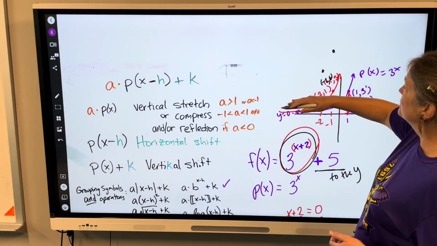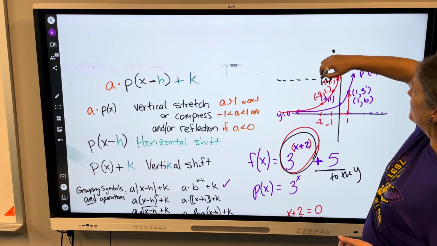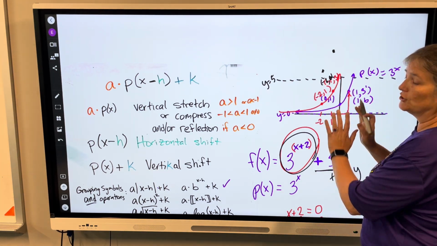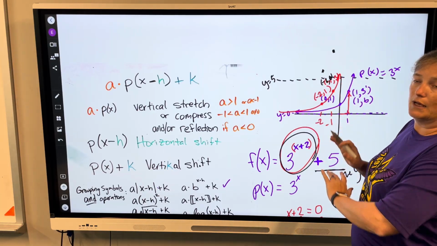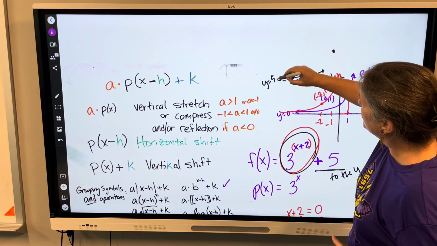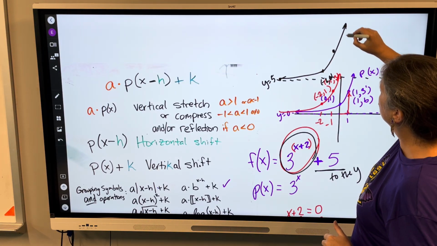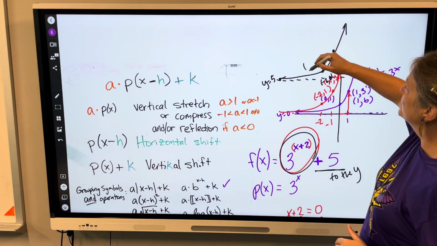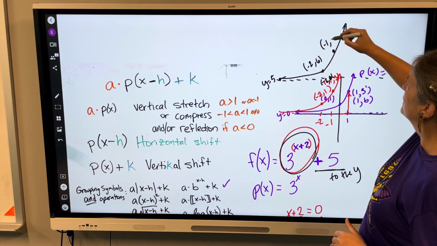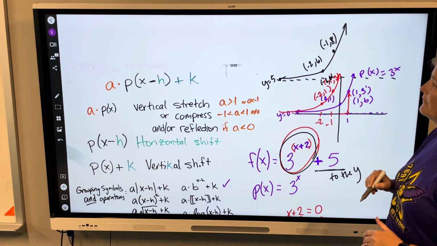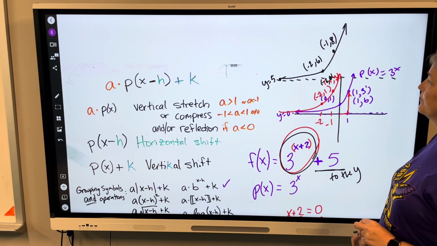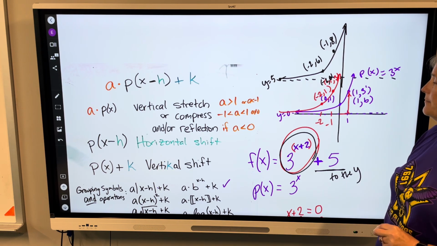So my new asymptote is now at y equals 5. Because when I shift the function, it shifts all of its behavior, including its end behavior here. So I'm going to approach that asymptote, and I'm going to shoot up exponentially through that point. This was -2, 6. This was -1, 8. And now I have a few key points to sort of place my graph on the paper.